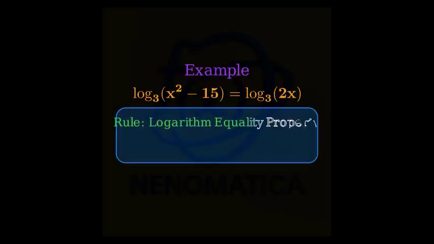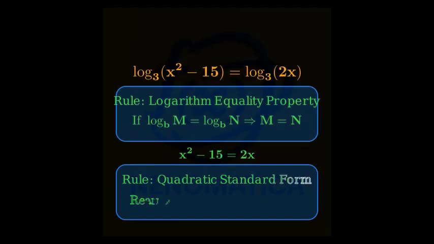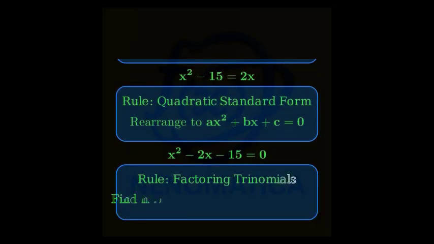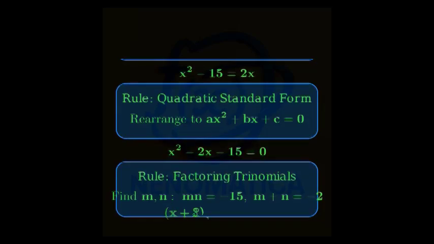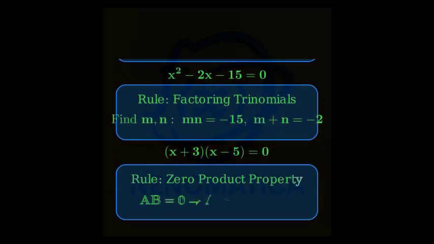Example. Solve the following equations. Step 1. Remove the logarithms using the equality property. If log base b of m equals log base b of n, then m equals n. Step 2. Rearrange to standard quadratic form. Step 3. Factor the quadratic. We need two numbers that multiply to negative 15 and add to negative 2. Step 4. Apply the zero product property to get the candidates.